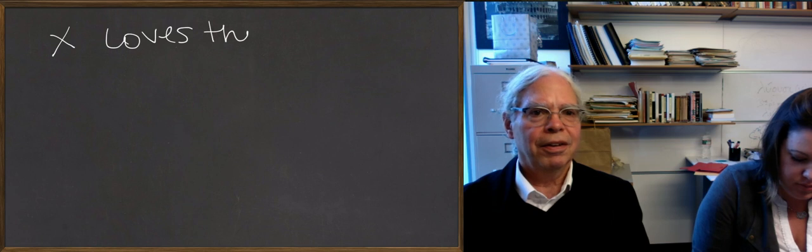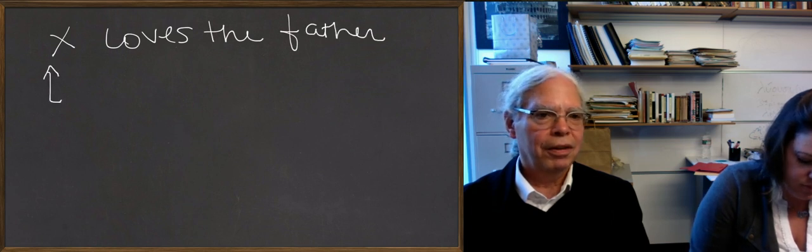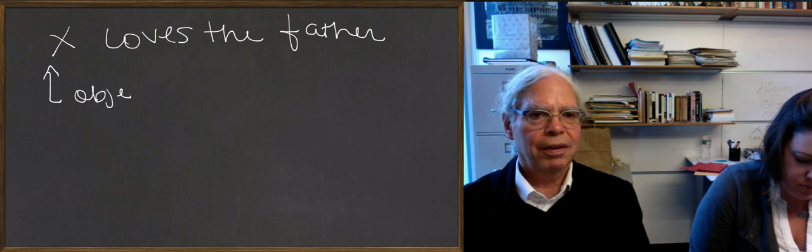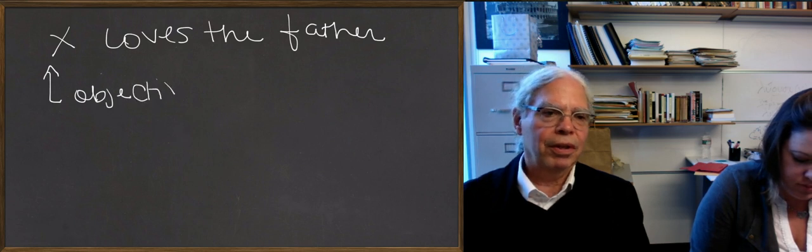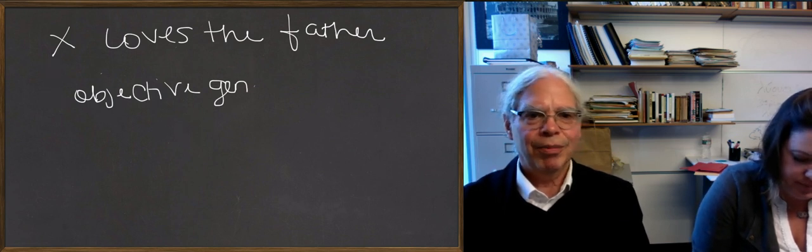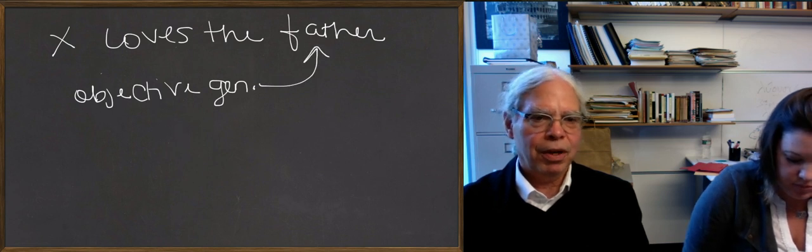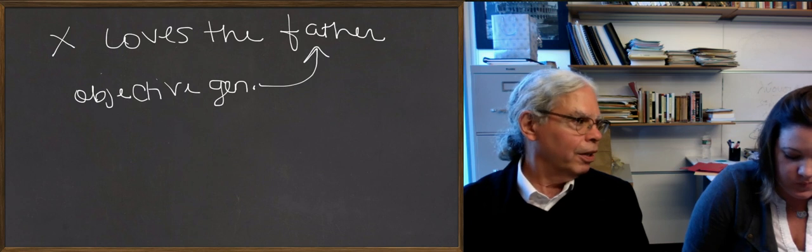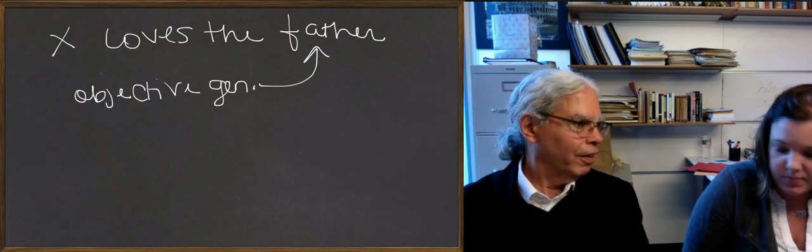Okay? That's an objective genitive. Objective genitive because the father is the noun in the genitive. Yeah, I think you want to make the arrow to the father. Yeah. Objective genitive. The father is the object of the underlying sentence. Okay? Is it clear? Okay.